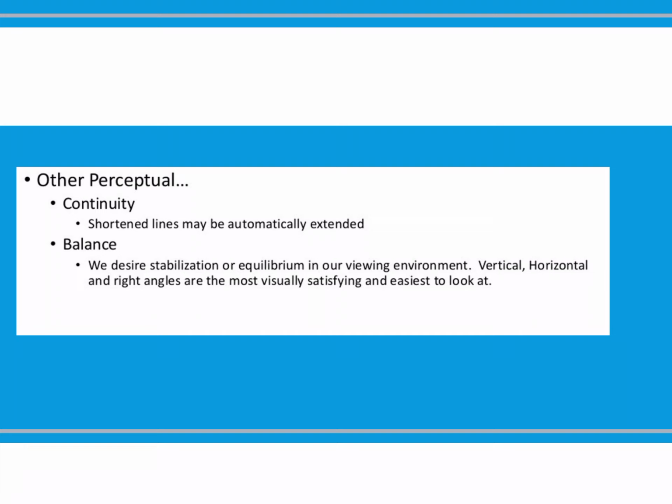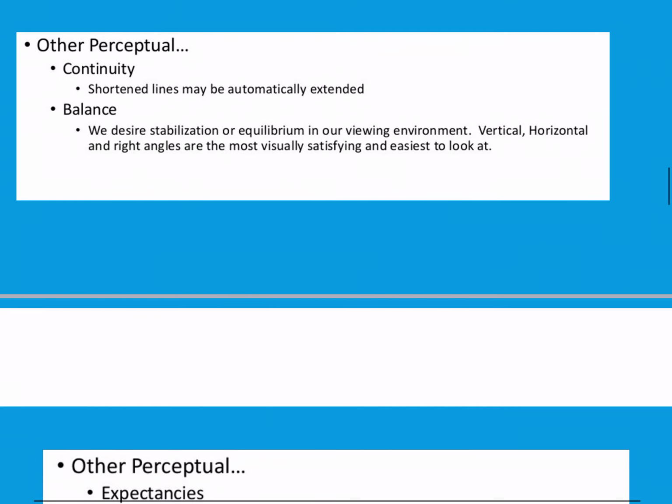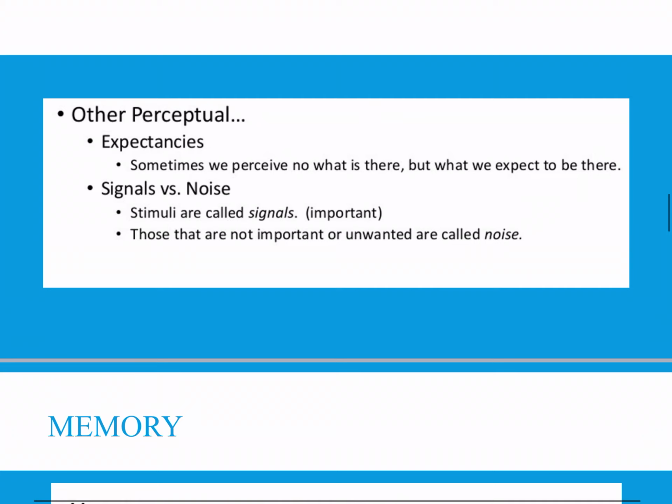So how do we balance our viewing environment? It is all about making things easy and making the conceptual view very easy for the user. Usually, vertical and horizontal and right angles are the most satisfying angles to have a balanced view. Next is all about perceptual expectancies. Sometimes we perceive not what is there, but what we expect to be there.